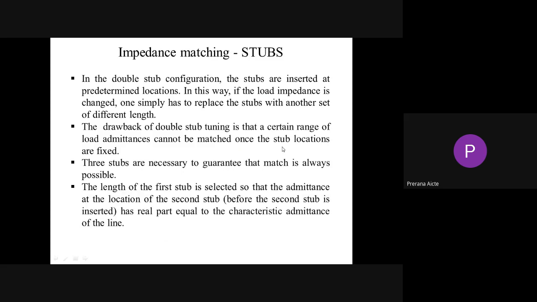Next, the length of the first stub is selected so that the admittance at the location of the second stub, before the second stub is inserted, has a real part equal to the characteristic admittance of the line. See here, the length of the first stub is selected so that the admittance at the location of the second stub, before the second stub is inserted, has a real part equal to the characteristic admittance, that is Y naught.